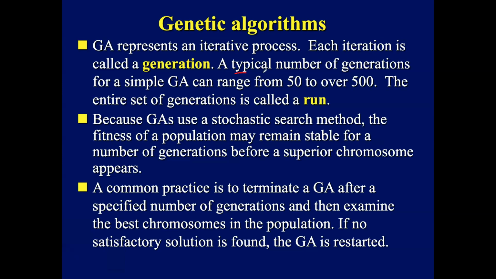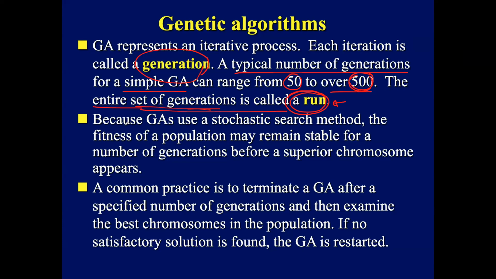Now, practically, a typical number of generations for a simple genetic algorithm can range from 50 to over 500. The entire set of generations, from when we start running the algorithm until it stops after generating, say, 500 generations, is called a run. One iteration gives us a generation, and several iterations give us many generations. Considering all of them together, from when the genetic algorithm started running up to when it stopped, that set of generations we call a run.